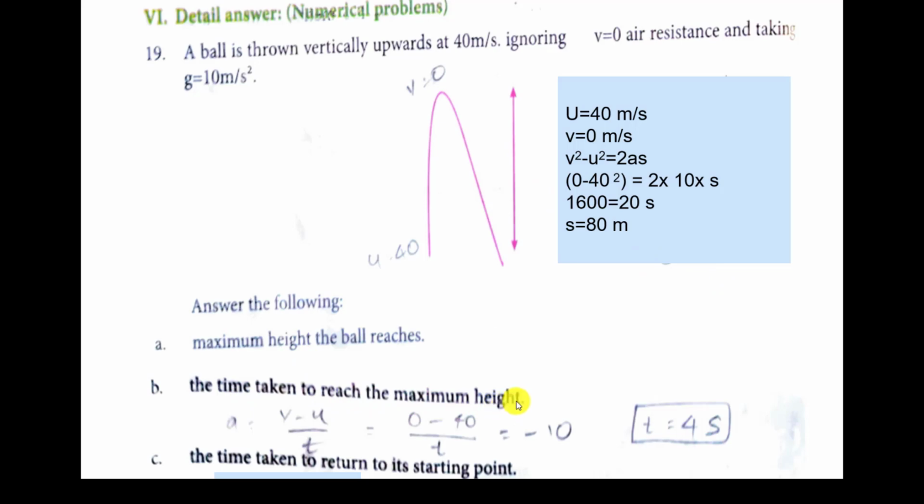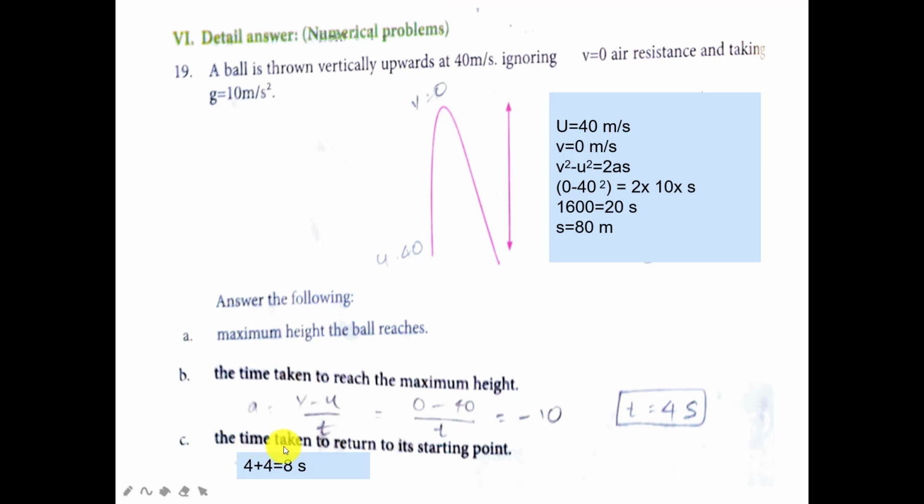And the time taken to reach the maximum height. Now you have to find out the time. Already we know the equation v minus u is equal to at. That equation you have to use. a is equal to v minus u by t. Then v is 0, u is 40, and t you have to find out. a is already given, and it is minus 10, because the ball is coming in the opposite direction, you have to take a as minus because it is coming down. Then the answer will be t is equal to 4 s.